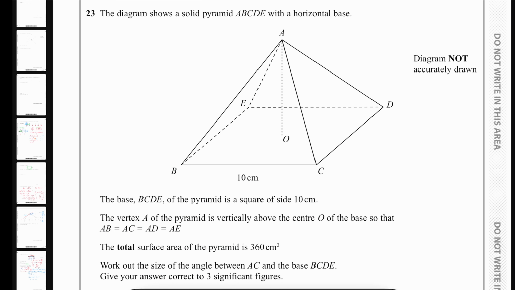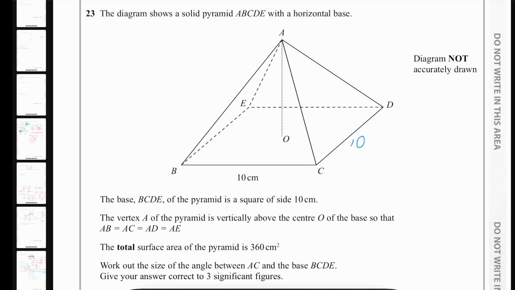Question 23. The diagram shows a solid pyramid with a horizontal base. The base BCDE of the pyramid is a square, which means all of these sides are going to be the same, so straight away I can put that information in because it's definitely going to help me later on. The vertex A is vertically above center O, so that the base is all the same.